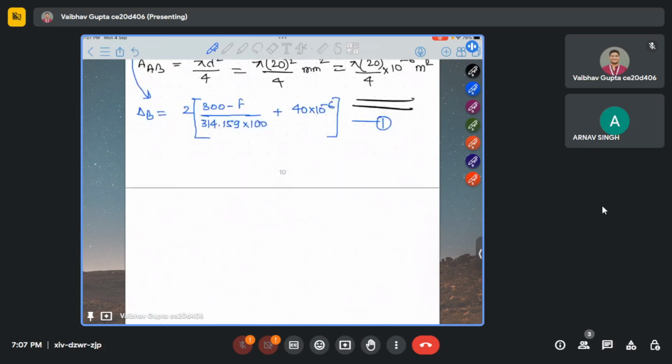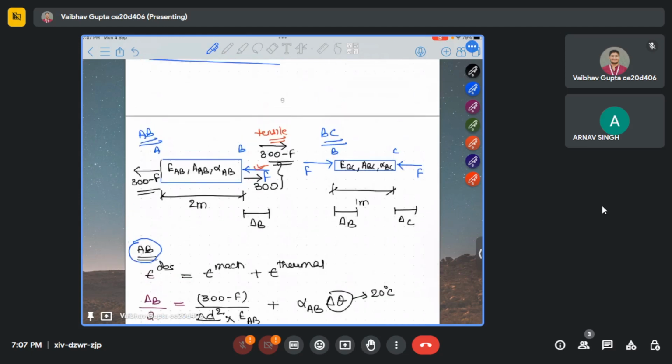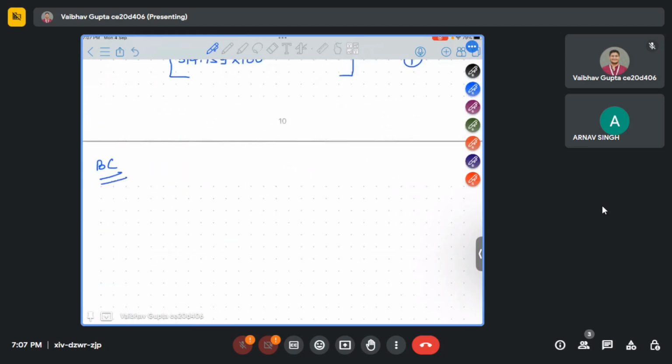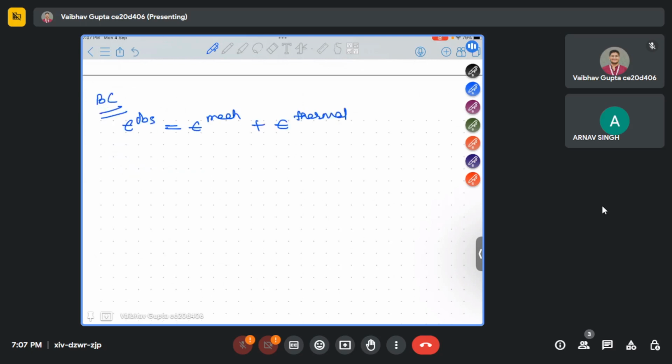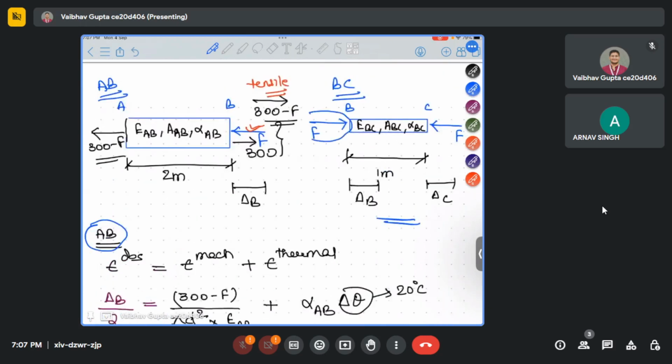Now we go to the BC member. For the BC member, our free body diagram is this. Since compressive force F is acting, we write epsilon mechanical as minus F upon AE. Okay, so what is epsilon observed? Epsilon observed here is the relative change in length, that is delta C minus delta B by the length of BC, which is 1 meter. What is epsilon mechanical? Minus P. P is nothing but F, which is given here in the question. This is F applied.